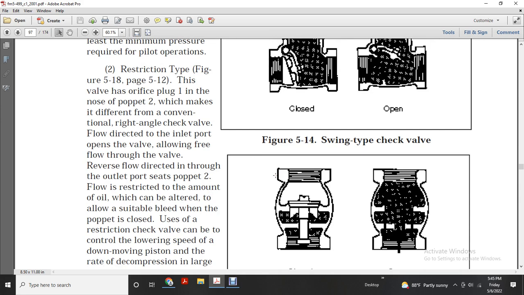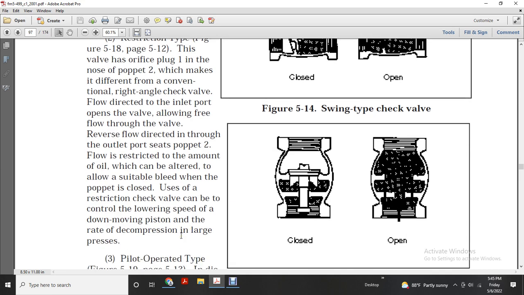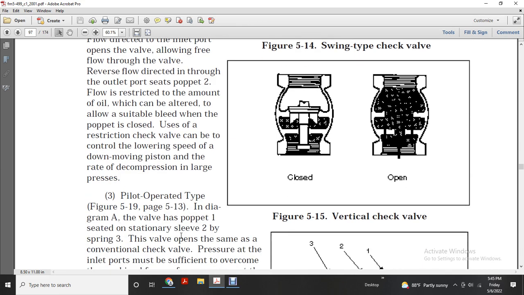Restriction type, figure 518, page 512. The valve with the orifice: plug 1 with the nose of the poppet 2 will make for the differential. A conventional right angle check valve with the flow directed from the inlet port with the outlet valve open. The valve reverse flow is directed through the outlet port C with the poppet, and the flow is restricted with the amount of oil which can be altered with a suitable relief with the poppet. The restriction check valve may be used to control the lowering speed of the downward moving position and the rate of compression in large presses.